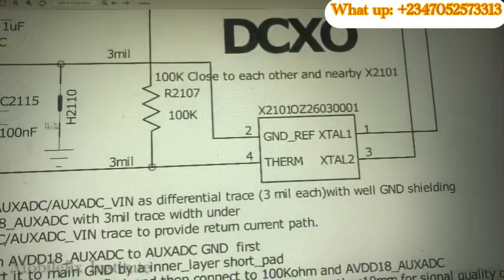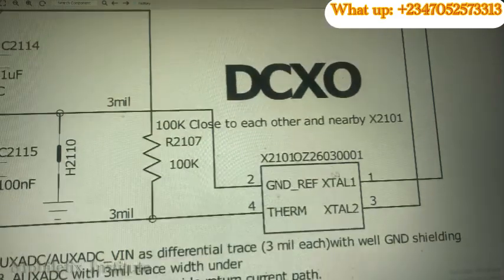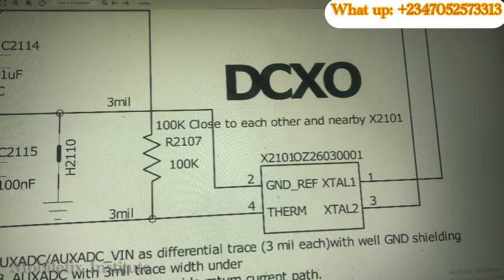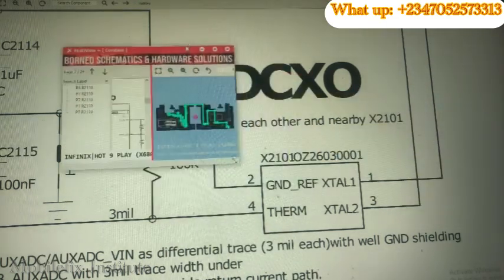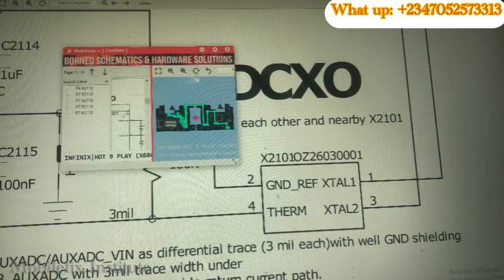Okay, so now this is our crystal. One side will give you ground. The first pin will give you a value, and that is 700, if you use a meter to check. Then the second pin is grounded. The third pin will give you, okay, the first pin will give you 400. The second pin is grounded. The third pin will give you 700. Then the fourth pin will give you 400.